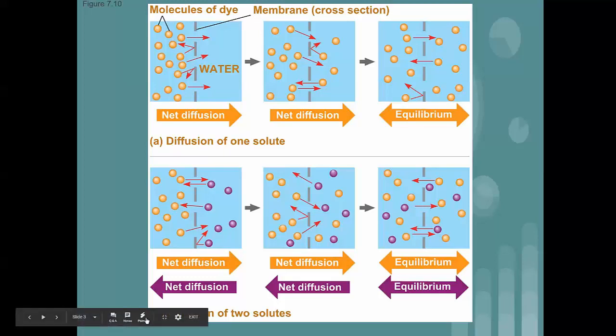Now let me point out that just because we have equal concentrations on both sides doesn't mean the dye molecules stop moving. They still cross the membrane. It's just that for every molecule that crosses over to the right, another tends to cross back over to the left. The same kind of idea applies when you have more than one solute. Eventually you have fairly equal concentrations of each one on either side of that membrane, more or less.